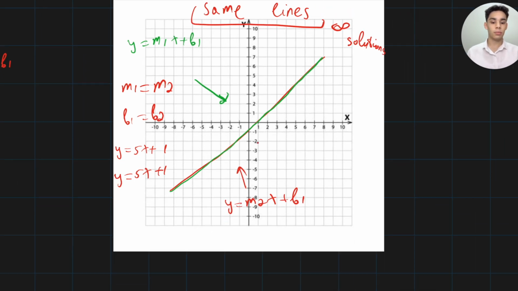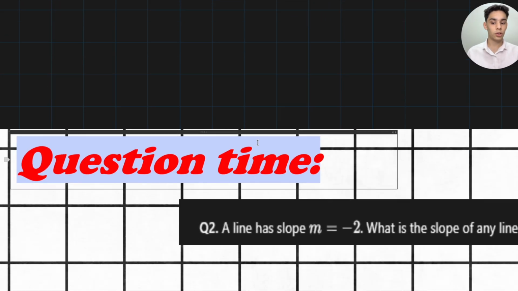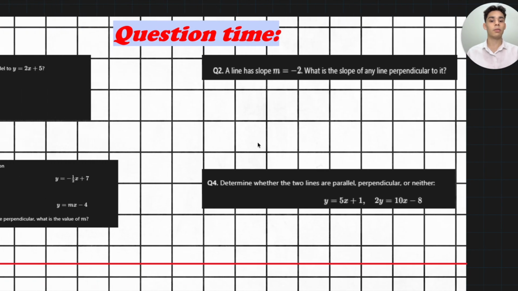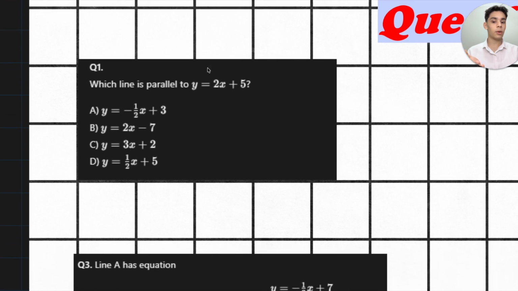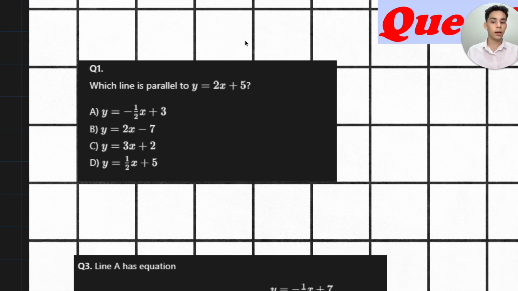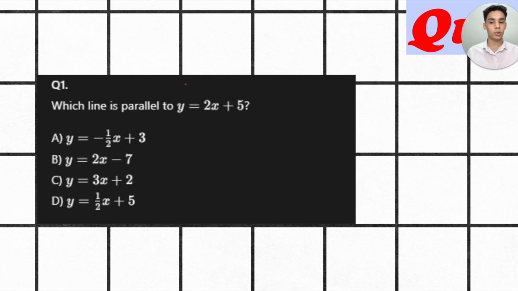So let's get to solving some questions. Let me zoom out. Great. Let's start from our first question. Which line is parallel to this line right here? Now, if we remember parallel lines, m1 equaled m2 and b1 did not equal b2. Great. So, let's take a look at our answer choices.